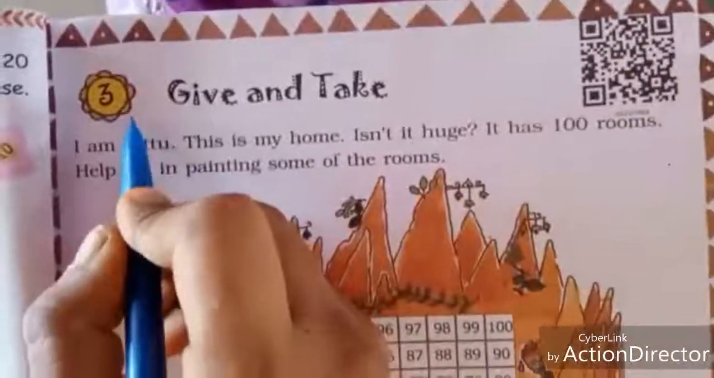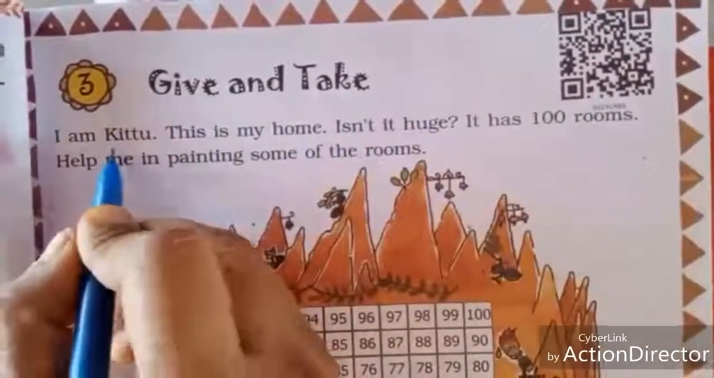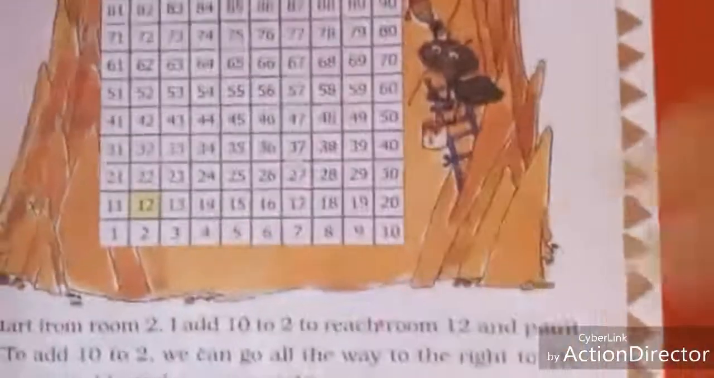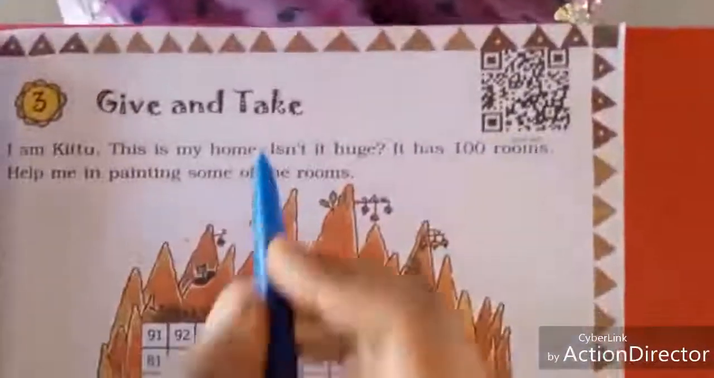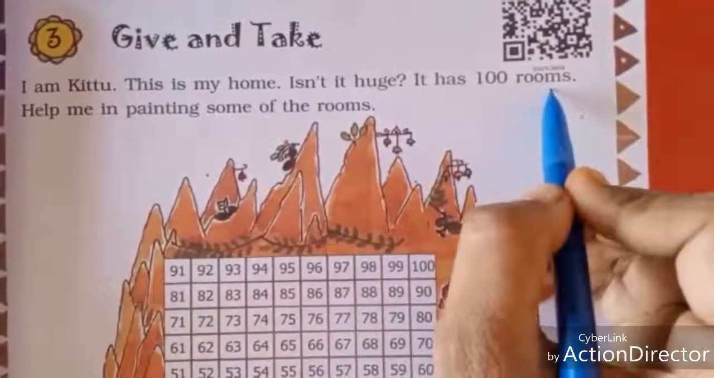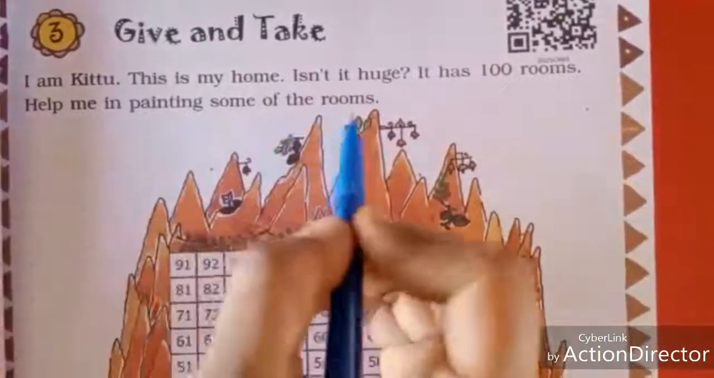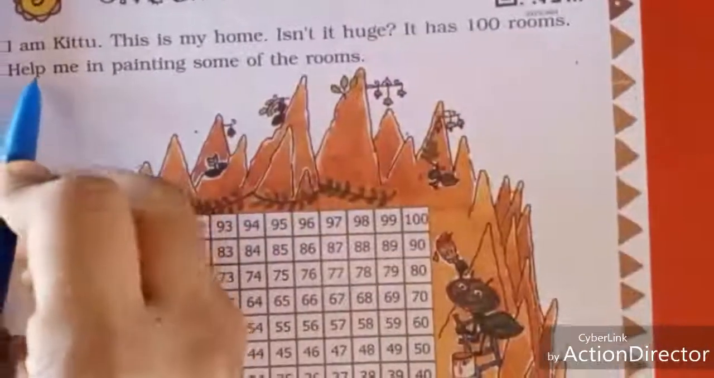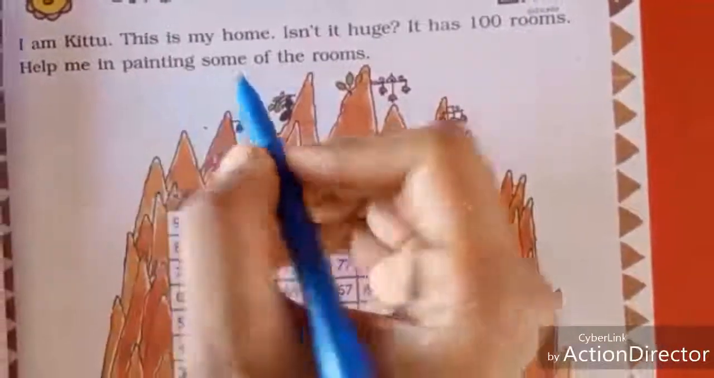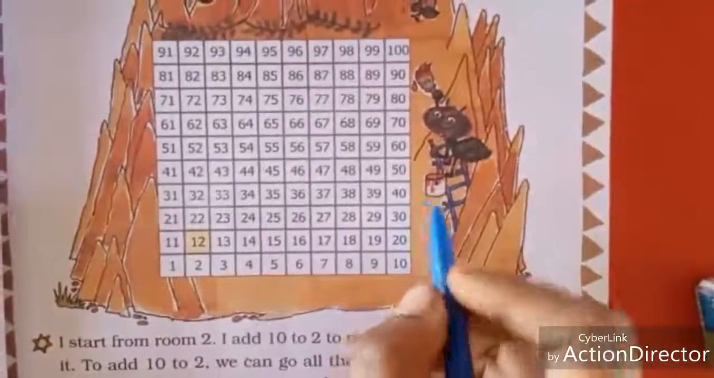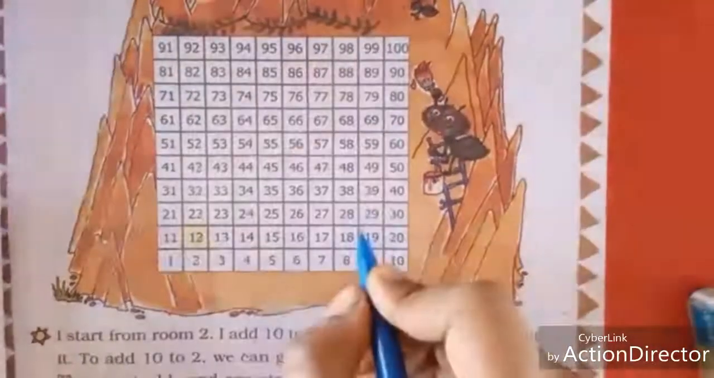See, lesson name, third lesson, give and take. I am Kittu. This is my home. Isn't it huge? It has 100 rooms. Help me in painting some of the rooms. See how many rooms it has? 100 rooms. He is a kid. Now we are going to help the kid paint the rooms.